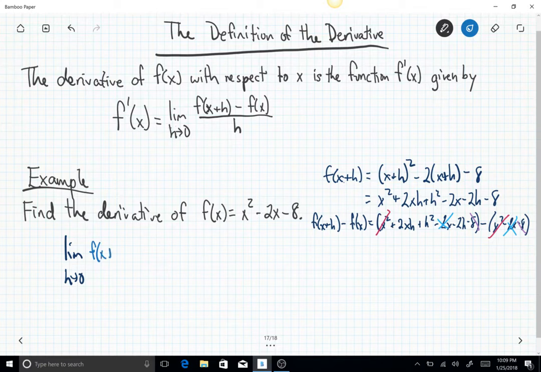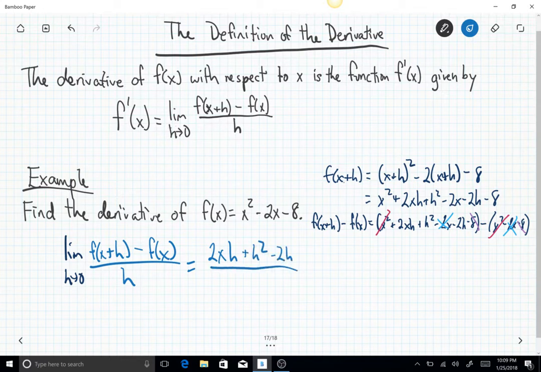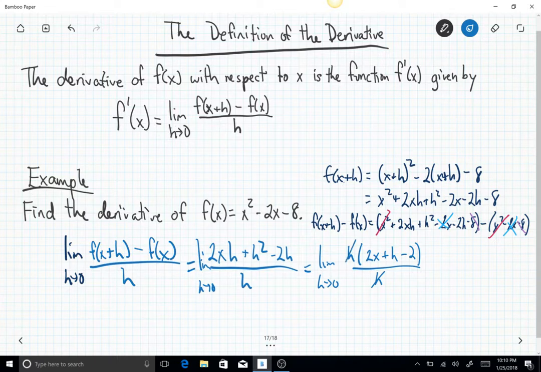So this should be the limit as h approaches 0 of f of x plus h minus f of x all over h. And that equals, well, we simplified that to 2xh plus h squared minus 2h all over h. We need the limit as h approaches 0 of that thing. We can factor out an h from the numerator, so you get the limit as h approaches 0 of 2x plus h minus 2, all over h. Notice we get, in this case, the derivative, which we shall denote by f prime of x, equals, well, plug in h equals 0, so that thing goes to 0. So we're left with just 2x minus 2.